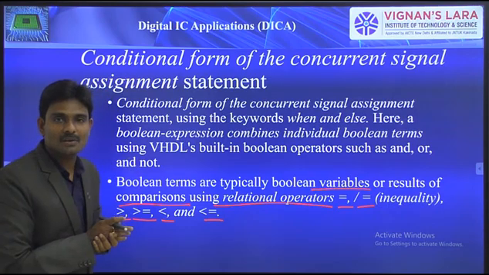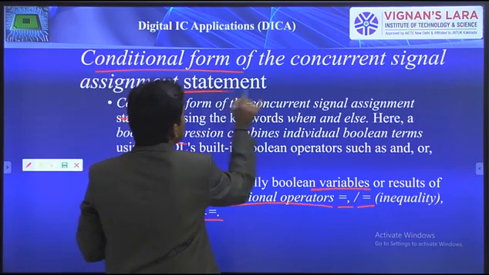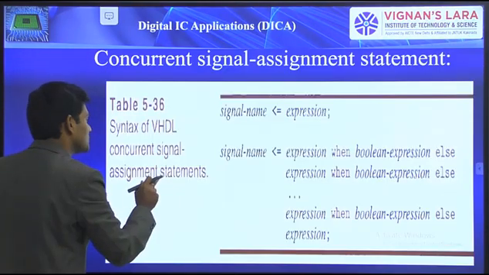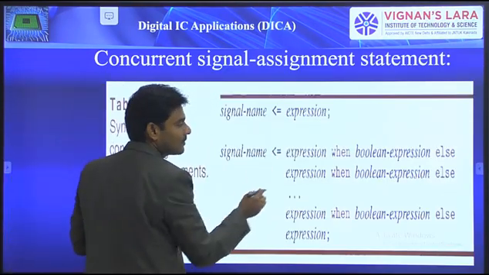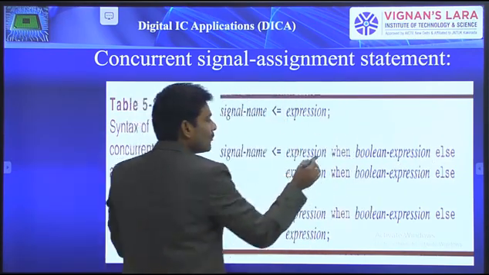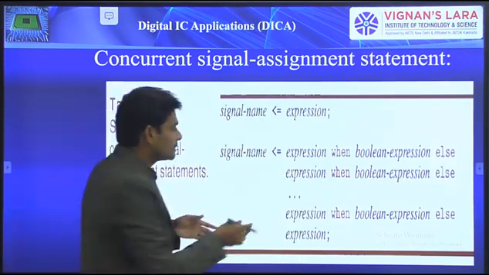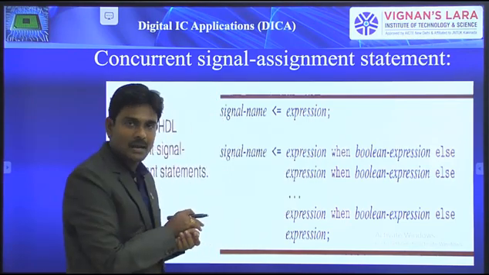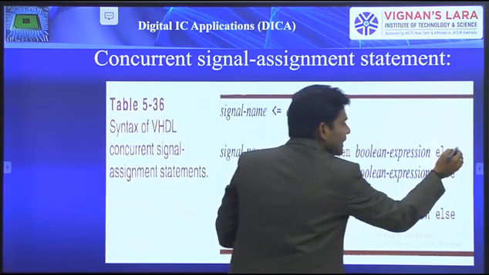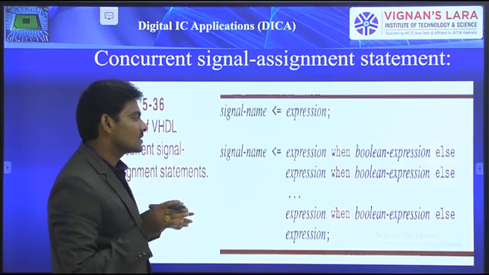So the detailed explanation of that particular syntax, which is the conditional form of the concurrent signal assignment statement. This is how it looks: signal name less than or equal to expression when Boolean expression else. When this Boolean expression, that condition, becomes true, then this expression value will be assigned to the signal name. If this condition fails, that means the condition is false, then the else value is going to be assigned to that particular signal name. That is what is going to happen.